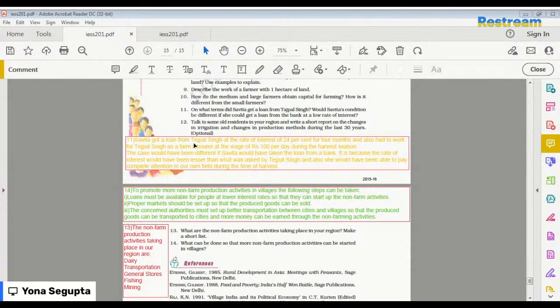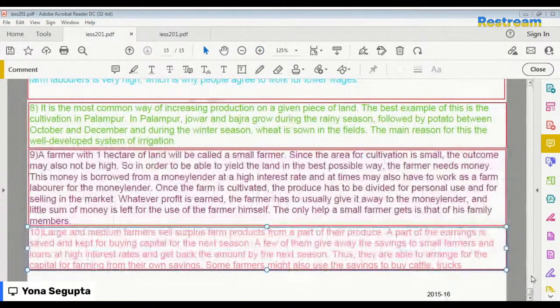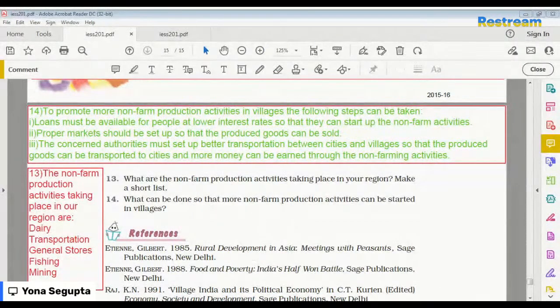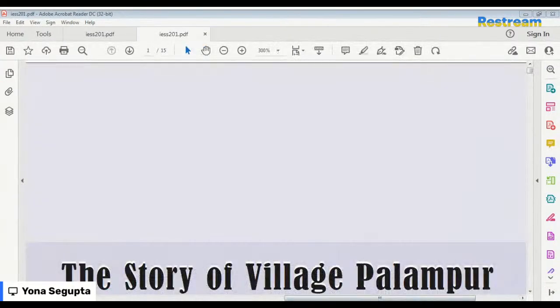If you want to do this optional question, then you can do it, but I won't force you. You can write if you want. You can do this activity. This is optional as it is already written. Number 12. Now, next, number 13, the red part, you can see, and the green part is number 14. So I hope I have already shown you this.